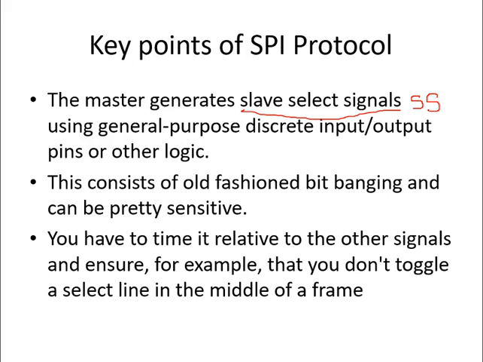Okay, then this consists of old-fashioned bit banging and can be pretty sensitive. You have to time it relative to the other signals and ensure, for example, that you don't toggle a select line in the middle of the frame. So you have to be very careful when you are actually sending the slave select signal. Because if the data is transmitted from the slave, you have to first wait for completion of the data frame. Once the frame is received, only then can you go on to selecting the other slave. Okay.